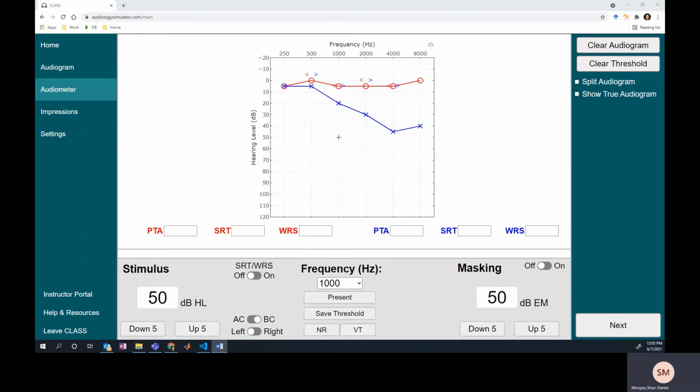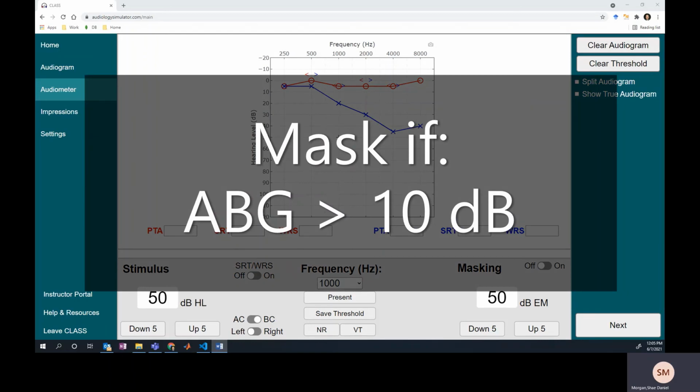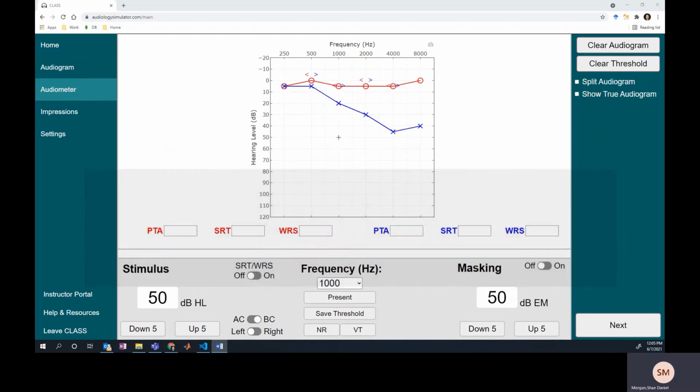The formula or rule you probably learned here is that you mask anytime you see an air bone gap greater than 10 dB. I hope the way I walked you through it helps you to think about the clinical concerns behind the rule.